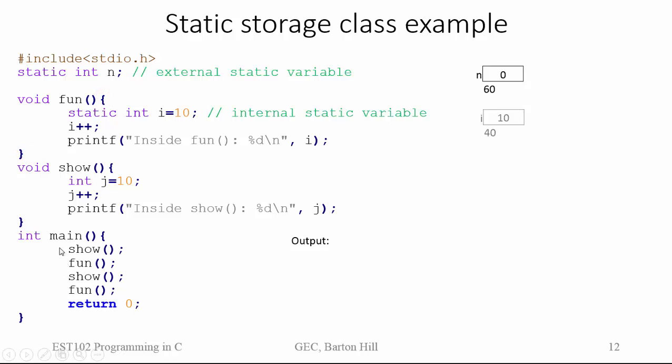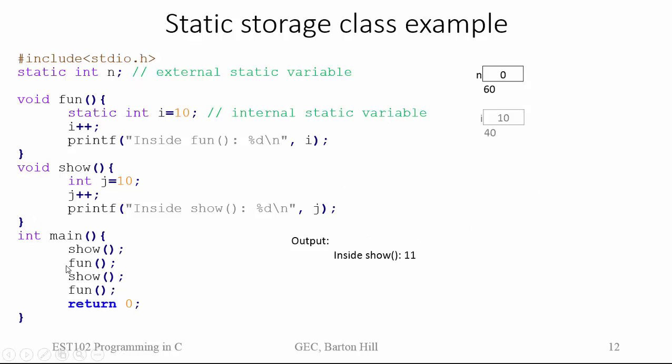Okay, so control is here, the show function is called, so control comes here, then control comes here, and memory is allocated for j, which has 10. j plus plus, j is incremented to 1, then this statement is printed. So inside show, 11 will be printed. Then after that this statement has finished execution, so memory will be deallocated or the variable will die out.